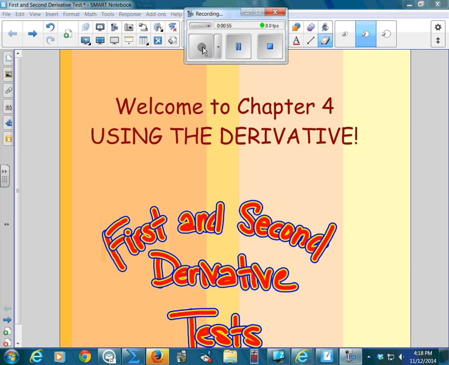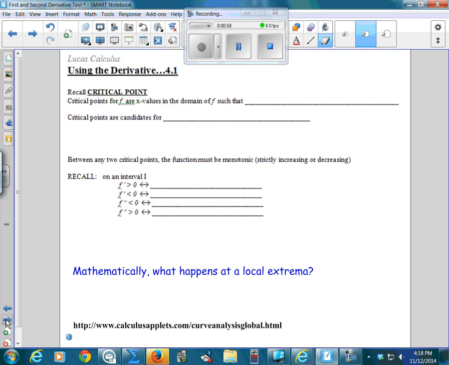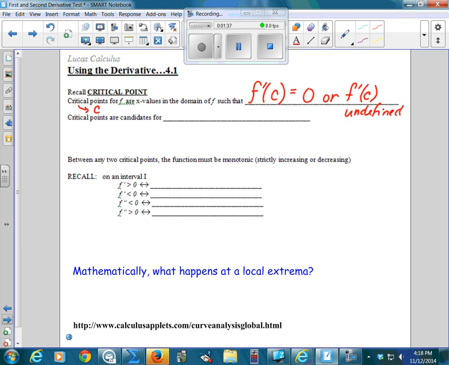All right, so using the derivative, we have to remind ourselves of a few key ideas, a few terms to start off with. The first one is, what is a critical point? A critical point for f are x values in the domain of f such that, we'll call the x value of the critical point c, f prime of c is either equal to 0 or f prime of c is undefined. That is the definition of a critical point.